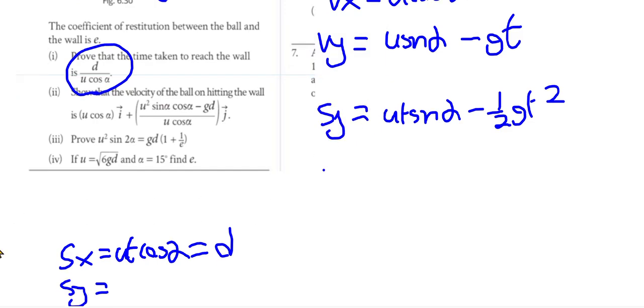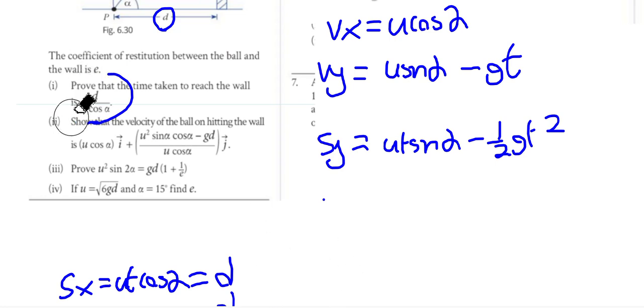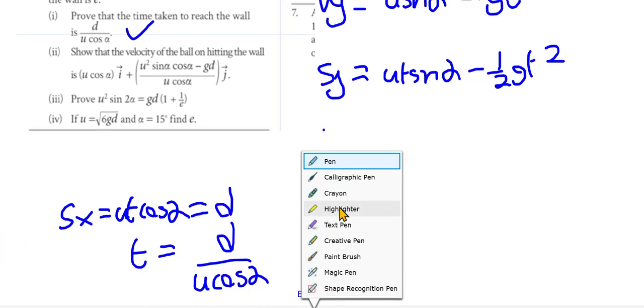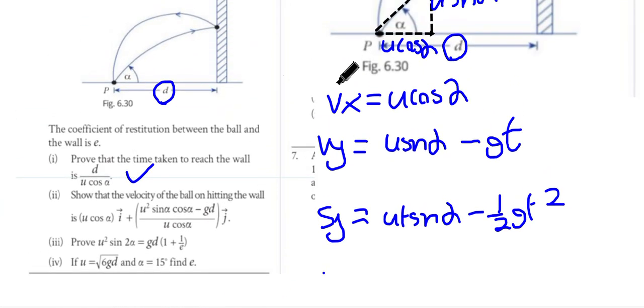What I'm going to do with Sx is I'm going to divide u cos alpha into d. And what that does is that achieves part 1. Everybody okay with part 1? Now part 2 says to show the velocity of the ball hitting on the wall just before impact. So your job is to sub that t value that you just got, that t value right here, into phi y. Sub it into phi y and you should get this answer in a second.